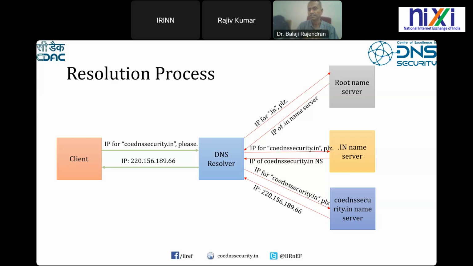So in this case, what happened was, the root name server told me to go and ask the .in name server. The .in name server told me that if I go and ask a specific name server for coednssecurity.in, it will tell me the IP address. So then I went and asked the coednssecurity.in name server, which gave me the actual IP address, and that is where it actually happened.